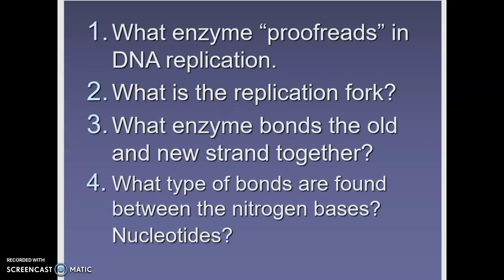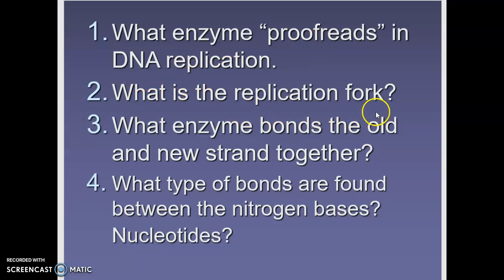I'm going to go ahead and go over the answers. First off, number 1, what enzyme proofreads the DNA replication? The enzyme that proofreads is also the enzyme that builds it up, and that would be your DNA polymerase. It builds it up, and if there's a problem, it fixes it. So that's your DNA polymerase.